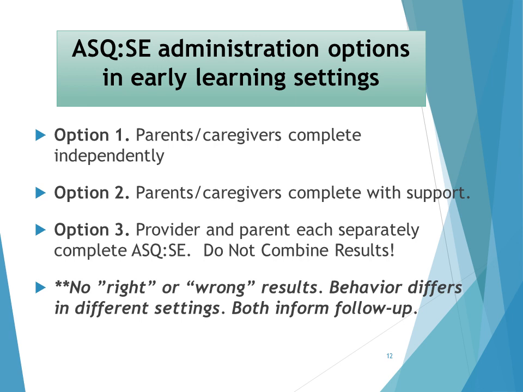Secondly, the social emotional version of this tool is very different in the way that it's administered. The options for administering the ASQ-SE in early learning centers are, one, that the parents complete it independently, or two, they could complete it with some support. But in this case, a provider would be supporting around literacy or language, but not influencing the parent's answers at all. Or option number 3 is, again, the parent and provider separately complete ASQ-SEs, but with the ASQ-SE, we do not combine results because we recognize the fact that behavior is going to differ in different settings, and there are no right or wrong answers, just the results of seeing how a child is behaving through the lenses of the parents and providers, which helps inform the most appropriate potential follow-up for that child.